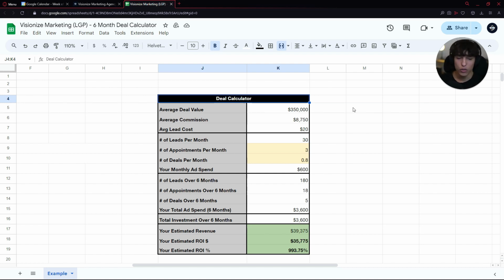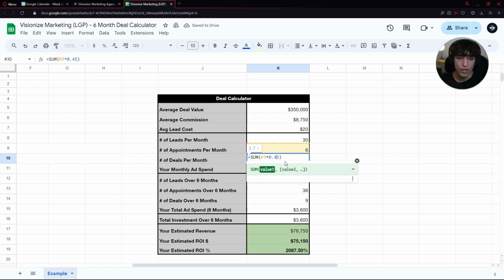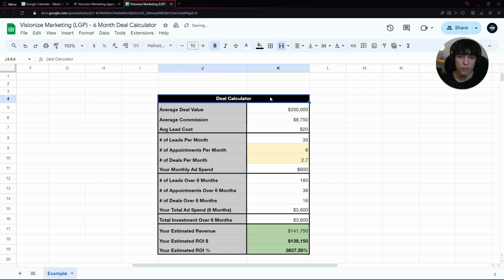Now, one thing I also want to show you is what if you're an absolute killer on the phone, a killer salesperson, you're great at getting appointments and you're great at closing them. Well, these numbers will change drastically. So let's say that you end up converting 20% of leads to appointments and you end up closing 45% of the appointments you take. Now, as you can see, the ROI changed drastically.